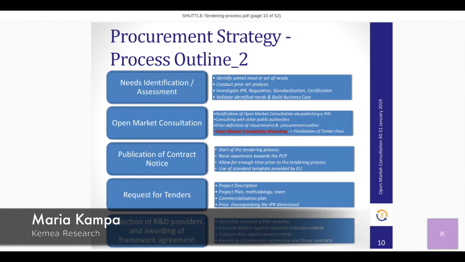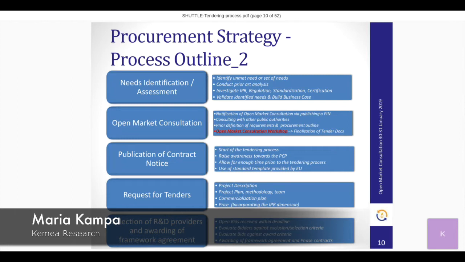To be more specific about the process outline, first of all, we have the needs identification and assessment. The steps here are, first, that we identify the unmet need or the set of needs. The consortium conducts a prior art analysis. There is an investigation regarding the IPRs, the regulation, the standardization and certification. And finally, the consortium validates the identified needs and builds a business case.